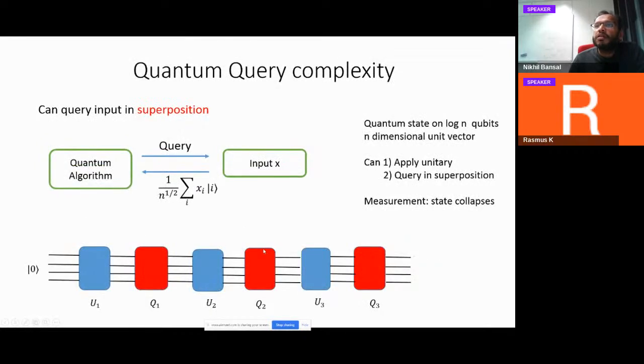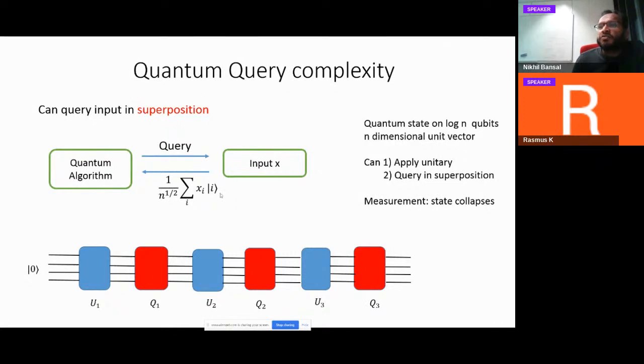Okay, good. Now what is quantum query complexity? Here the difference is that you have a quantum algorithm, and when it makes a query to this black box, it can query the input in superposition. So what does this really mean?